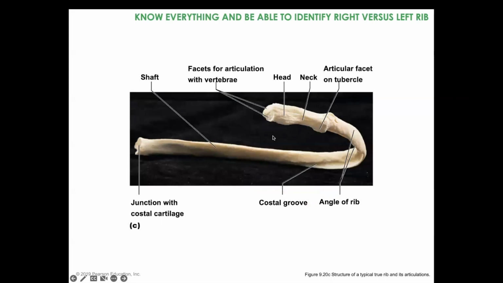And then here's another realistic image of the rib. You can see that angle of the rib, the costal groove. Yeah, I won't really ask you too much on this. I know it says know everything. But all I need you to do is tell me this is a rib, know where the head and neck is, and know the difference between a left and a right rib. Because again, the head is where it attaches to the vertebral column, and so it can only really run one way.